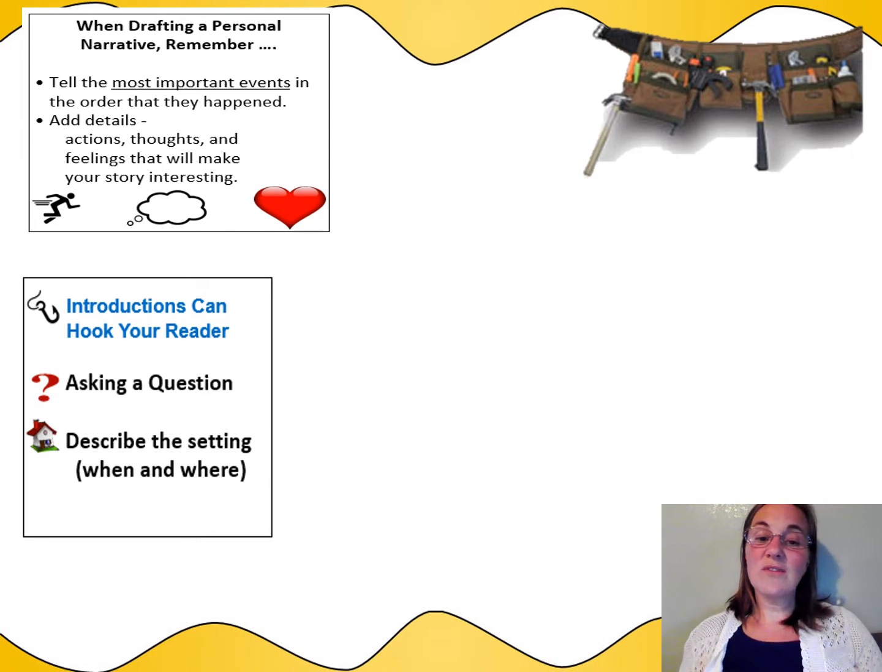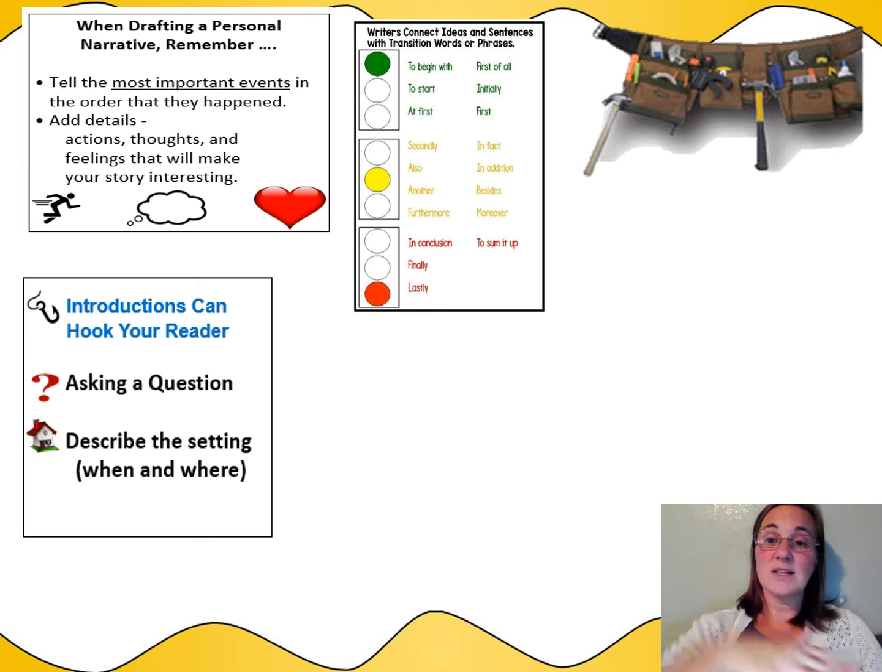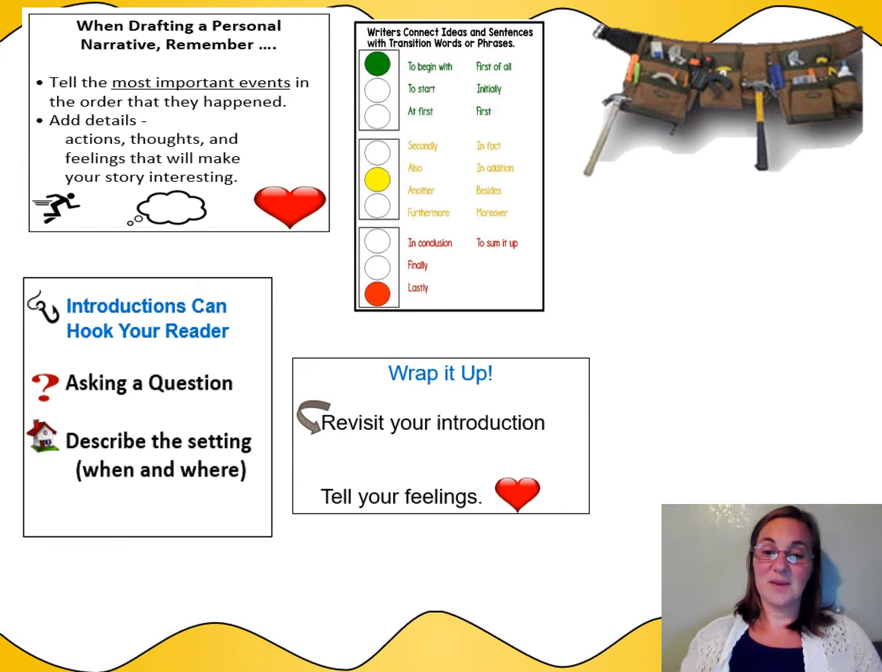We added the tool of introductions can hook your readers, and we were given 2 ways to hook our readers and draw them into our writing. Here's the tool that taught us how to use temporal words, those words that help us to make smooth transitions from one idea to the next. We had the tool of wrapping it up, where we had 2 ways that we could wrap up and close up our writing to make sure that it had a good sense of closure and a feeling of being done. Isn't it amazing all of the tools that we have as writers already in our tool belt?